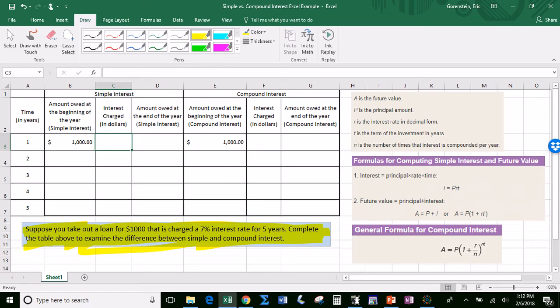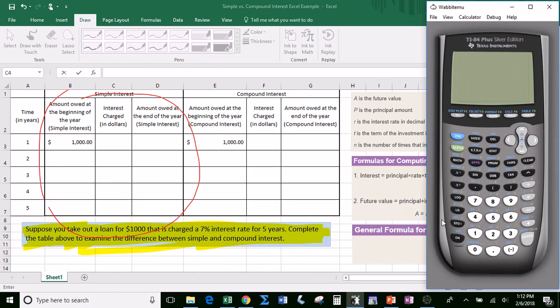So what I have here is the simple interest side. Let's fill this out first. 7% interest, so we need to know what is 7% of $1,000. Maybe we could do this in our heads, but I'll pull out the calculator. 7% is 0.07 times 1,000.